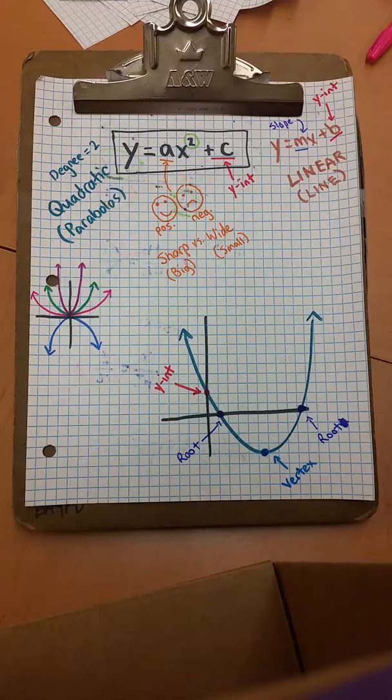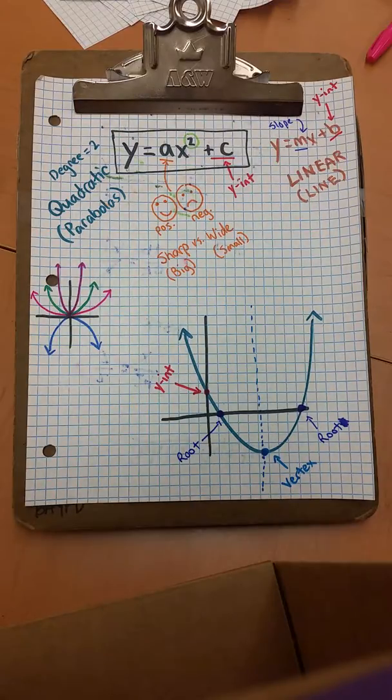One more thing we should see is this special line that goes up and down the middle of the parabola. We call it the axis of symmetry because if you folded the parabola over it, it would be exactly the same on both sides. I think that covers the basics, but I'll make a few more quick points.